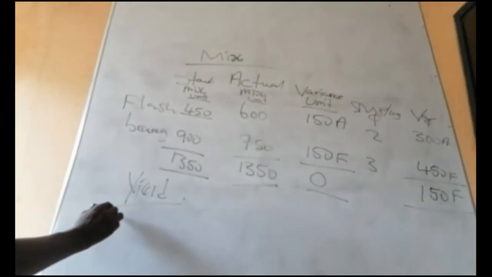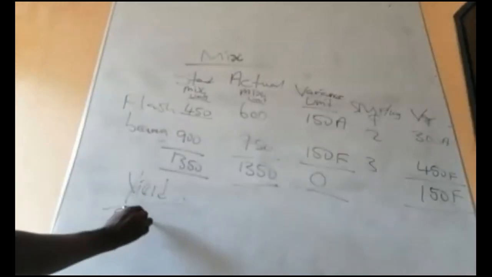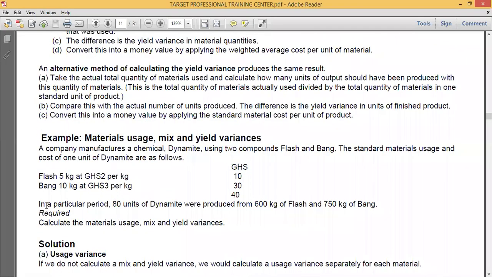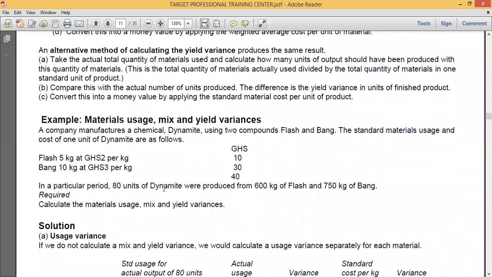So what's the standard yield? The standard output, the budgeted output. So per the standard, we're supposed to produce how many with this combination, with this yield? So 450. Okay, 450 dynamite to produce.